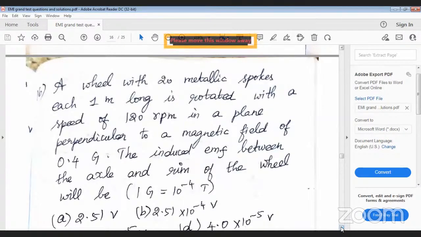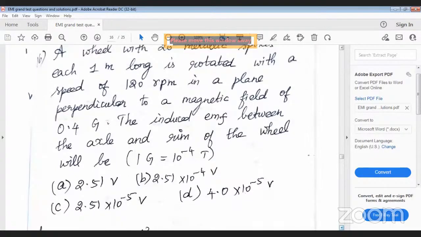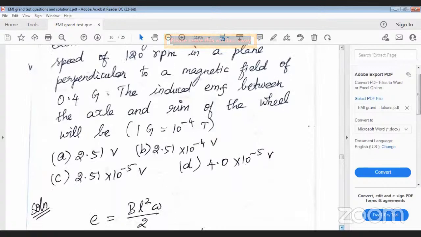A wheel with 20 metallic spokes means it is nothing but a conducting circular coil. Wheel means it is circular in shape, you know very well. With 20 metallic spokes, each of 1 meter long, rotated with a speed of 120 RPM in a plane perpendicular to a magnetic field of 0.4 Gauss. The induced EMF between the axle and the rim of the wheel will be. Similar problem. So here, this is the circular rim.